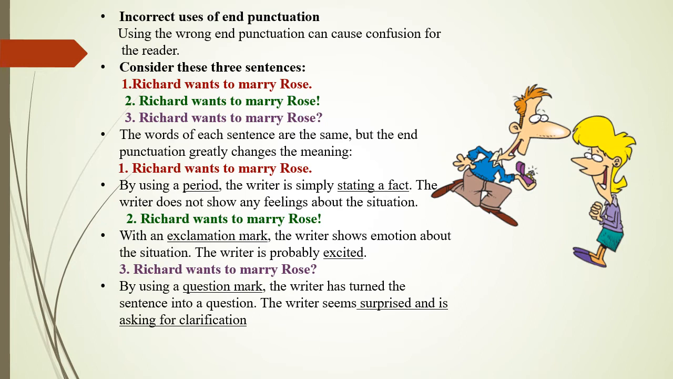Now, Richard wants to marry Rose, full stop. By using a period, a full stop, the writer is simply stating a fact. The writer does not show any feeling about the situation. It's a simple, plain sentence.